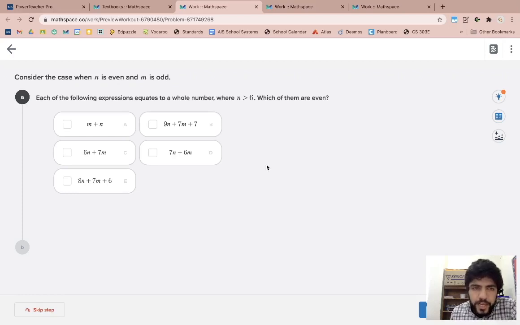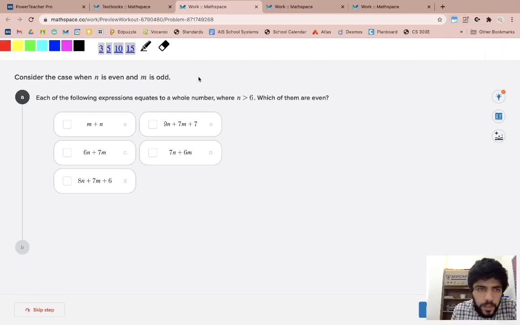This one's kind of abstract. It says, consider the case when n is even and m is odd. So we have two things, n even and m is odd. Again, I'm underlining the key pieces of information, so I'm following the same steps here. And I'm color coding because it makes things more clear. Okay? So we have two numbers basically, an even number and an odd number.